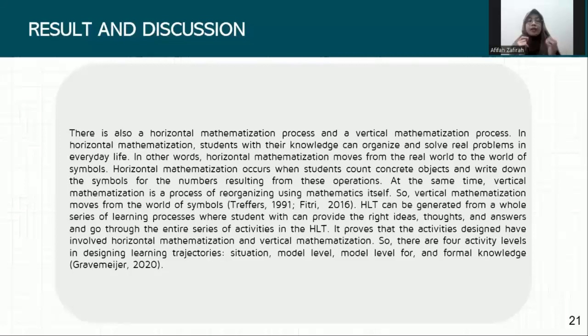And also, we can see from the result that there are a horizontal mathematization process and a vertical mathematization process. In horizontal mathematization, a student with their knowledge can organize and solve real problems in daily life. In other words, horizontal mathematization moves from the real world to the world of symbols. When students count concrete objects and write down the symbols for profit and loss, they can do the operation.